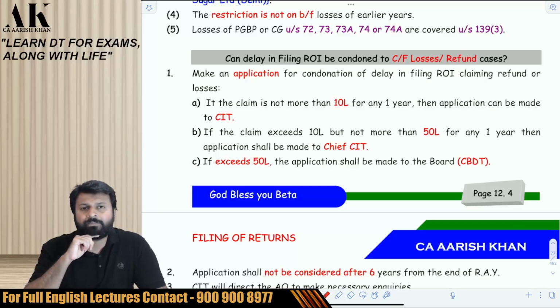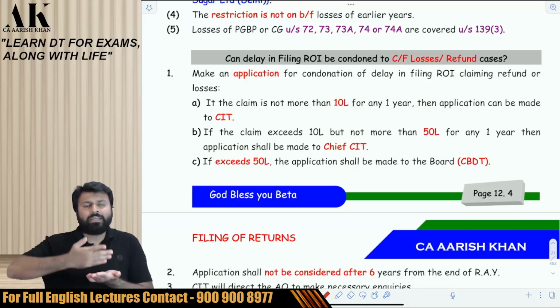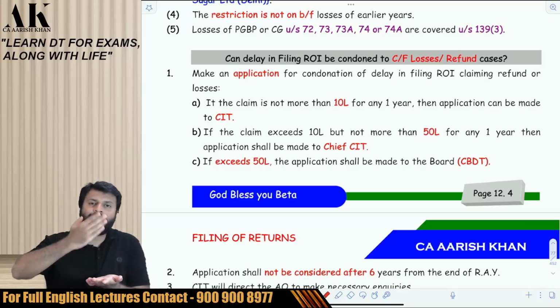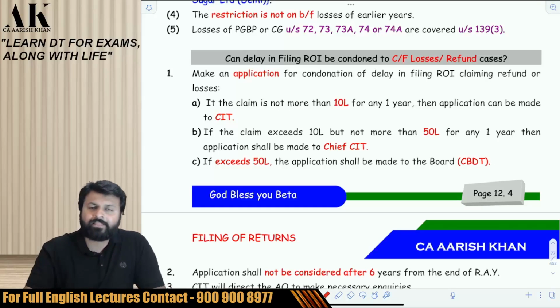CBDT. Okay. Now, the question is, for how many years can I make an application? You can make an application for 6 years from the end of the relevant AY. So whatever is the relevant AY, not PY, the relevant AY, say PY 21-22, AY 22-23, you can make an application 6 years from the end of 22-23, till 31st March 2029. It is allowed. After that, if you come, you will not be allowed to carry forward the loss.